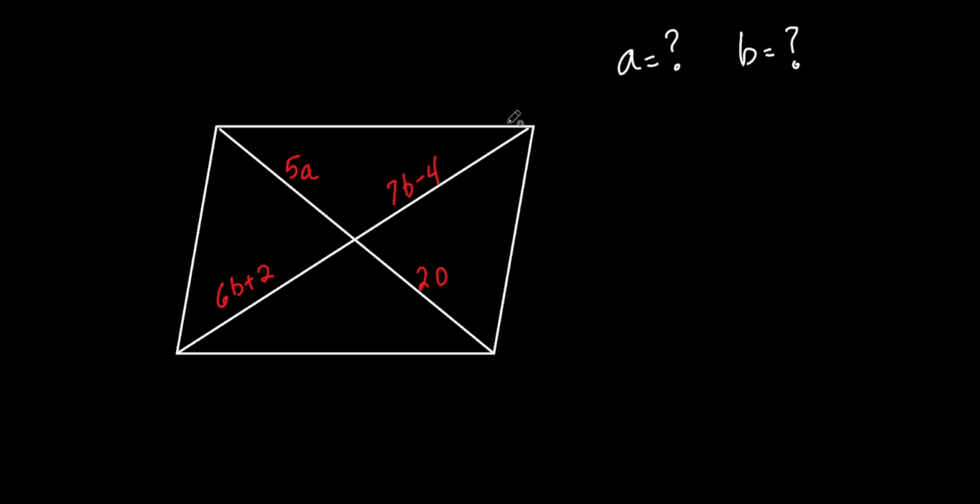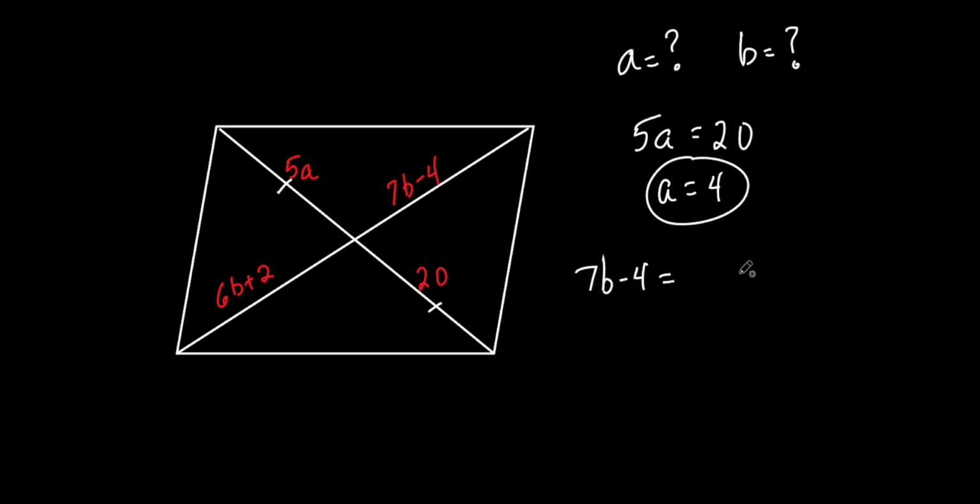So if these diagonals bisect each other, then it's a what? Parallelogram. So if they bisect each other, that must mean that this needs to equal that. Agreed? So 5a must equal what? 20. Divide by 5, do that in your head. What's that? 4. So a should be 4. What do we do with the b's?